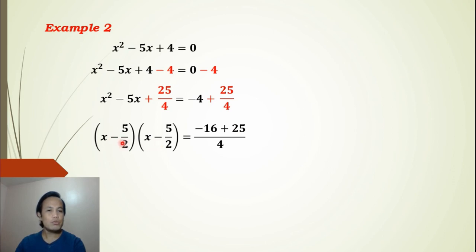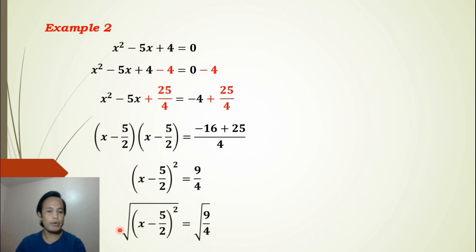Then we express this one as the square of a binomial. So we can write this one as x minus 5 over 2 quantity squared equals negative 16 plus 25 is positive 9. Then we copy over 4. Now to eliminate our exponent here, which is 2, we need to extract the square root. That's why we have here the square root of x minus 5 over 2 quantity squared equals the square root of 9 over 4. So the square root and the exponent cancel out.